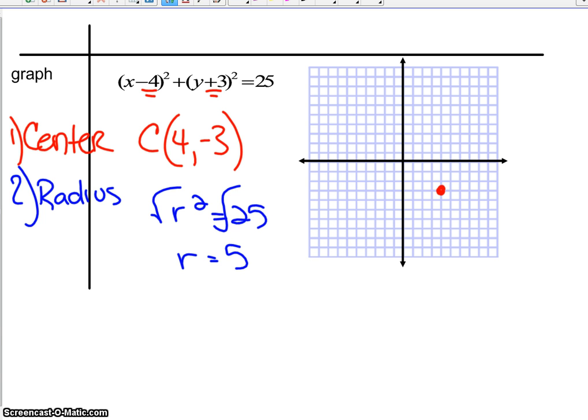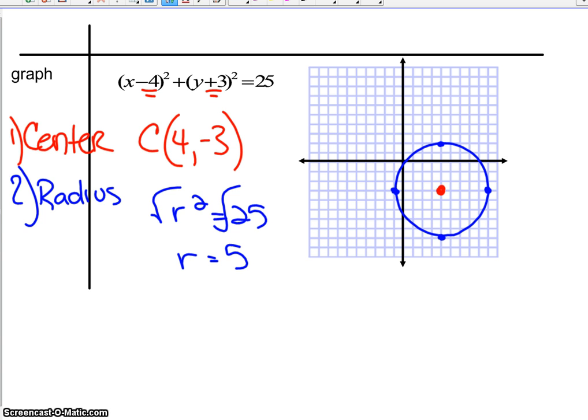Now, I need a set of all points 5 units away from my center. Well, the easy ones are going to be if I go to the right 5, left 5, up 5, and down 5. And it's kind of hard to go at a diagonal here. And then from there, what we want to do is just kind of do the best job we can in terms of sketching our circle. And so there you have it.